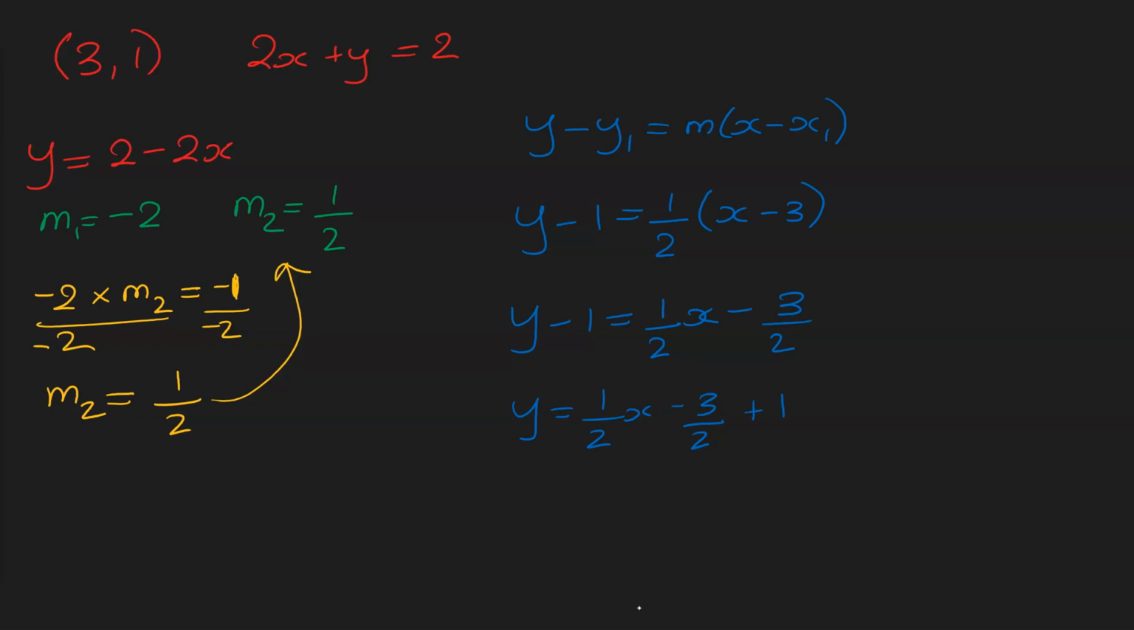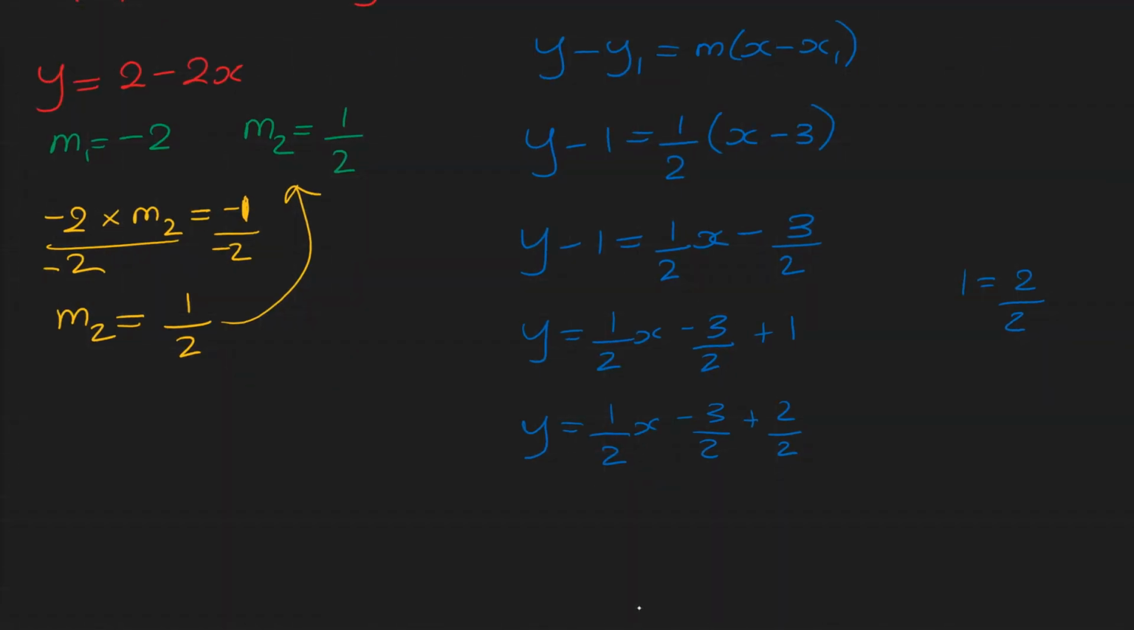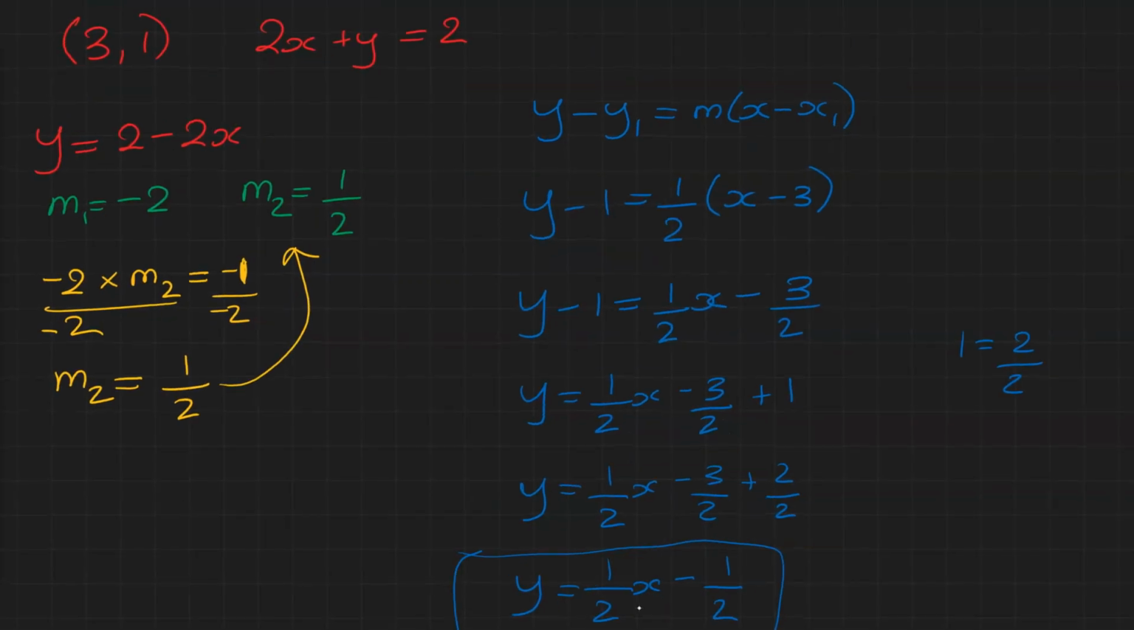I know I can write 1 as a fraction. 1 is also known as 2 over 2, because I want to have the same denominator. So y is equal to 1/2 x minus 3 over 2 plus 2 over 2, and therefore I have found the equation to be y is equal to 1/2 x minus 1/2. And that's the equation that is perpendicular to this equation right here.